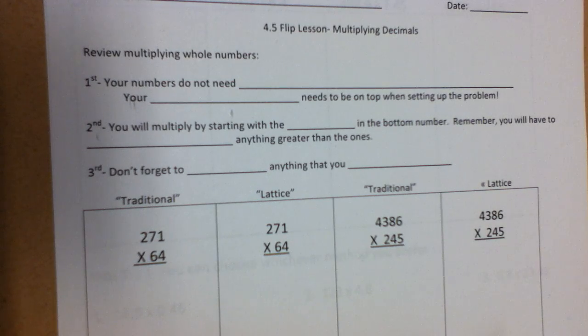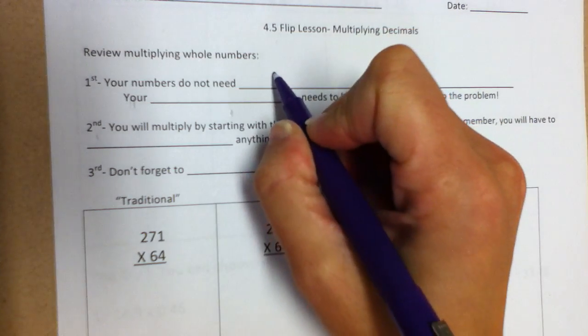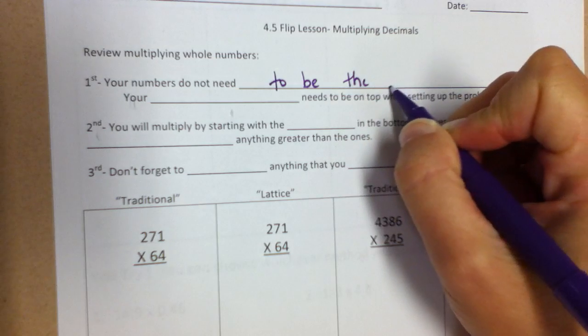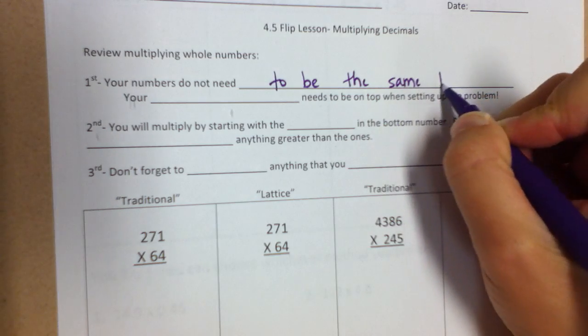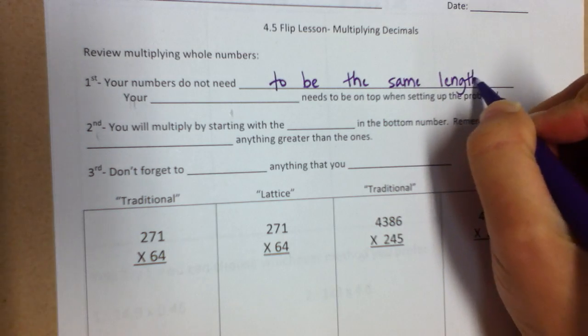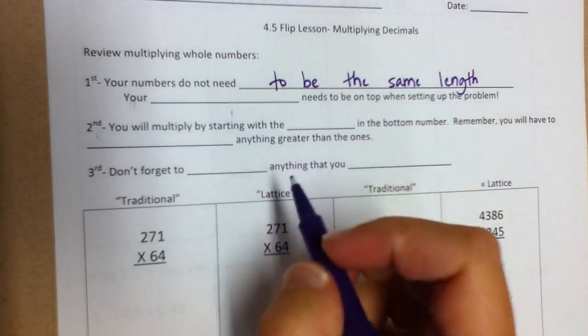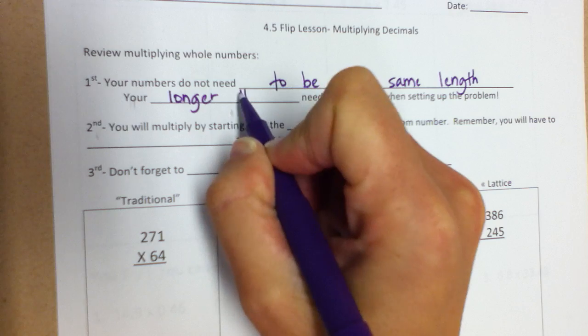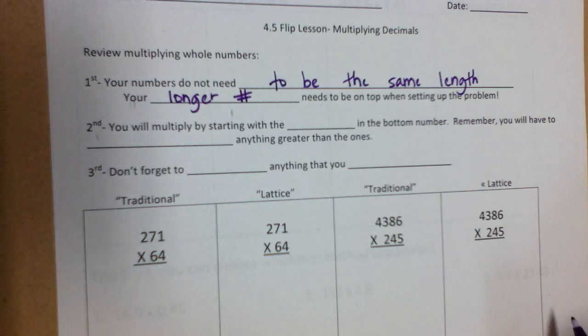So when you multiply whole numbers, your numbers do not need to be the same length. You guys should know that. And your longer number doesn't have to be bigger. Your longer number needs to be on top when setting up the problem.